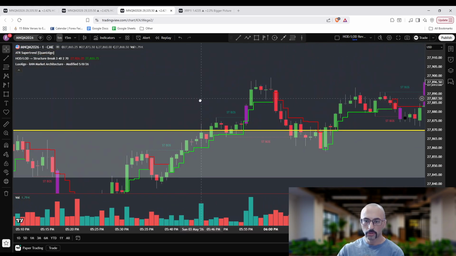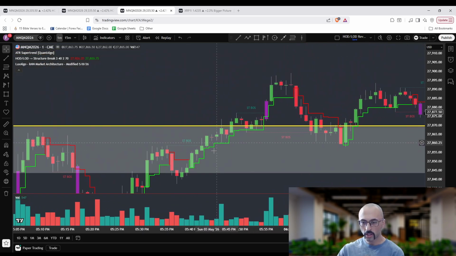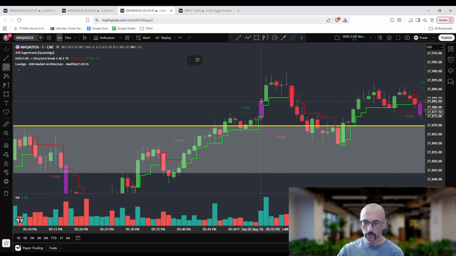So let's just keep going through here. Okay, so now we worked our way on the other side of this low volume node. We broke through it and now we have a signal. We look at the volume real quick. Okay, cool. It's not the most volume by a long shot. This is a pretty good amount of volume here breaking through.